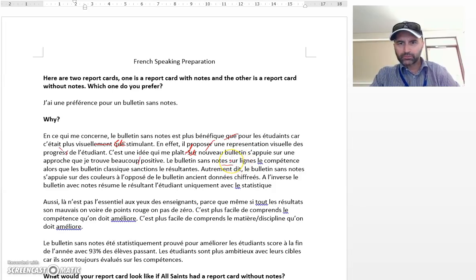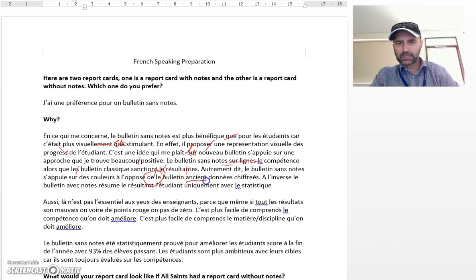Remember, have a look at the board that we had. Le bulletin sans note propose une approche par compétence, alors que le bulletin classique sanctionne les résultats. Sanction is double N E at the end. Sanctionne les résultats, not résultante. Autrement dit, le bulletin sans note s'appuie sur des couleurs à l'opposé de le. You can't have de le in French. It's always going to be du. À l'opposé du bulletin ancien.